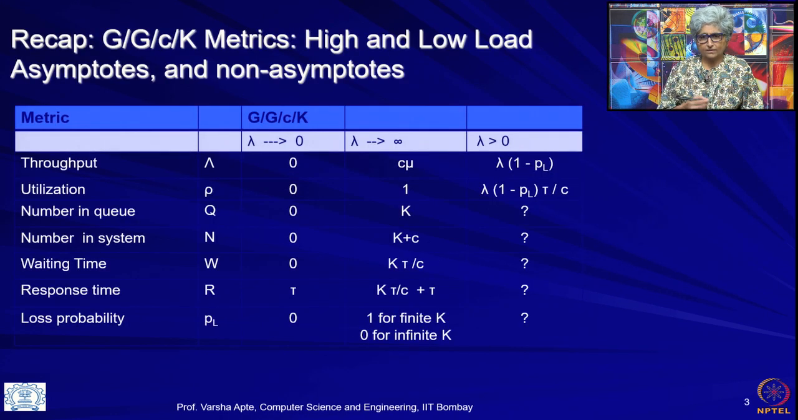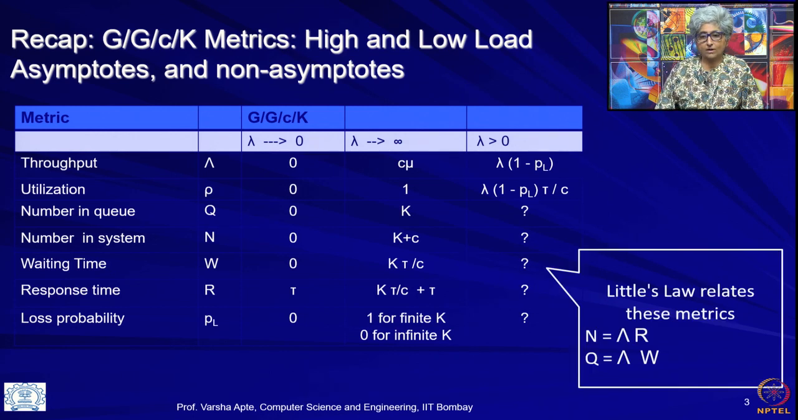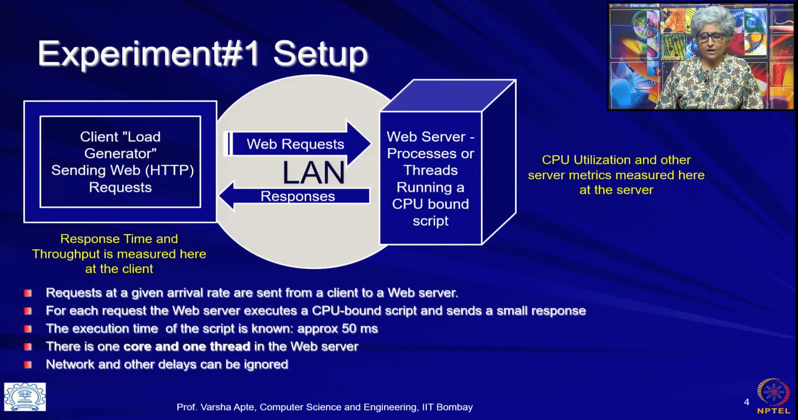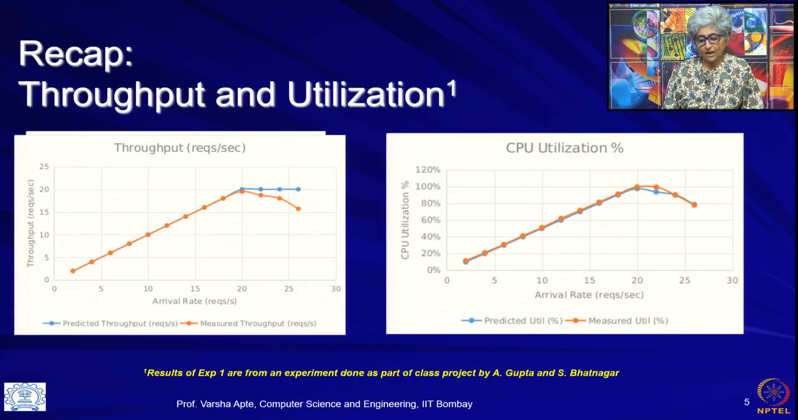Okay. So, this recap, I give this for reference every time. We have our Little's law and we have our asymptotes and some metrics for the non-asymptotes. Again, just a recap of the setup. There is a client load generator and there is a web server, and here we measure the utilization. Here we can measure the response time and throughput. We have one core and one thread, and the execution time of the script at the web server was 50 milliseconds. So, this is again recap.